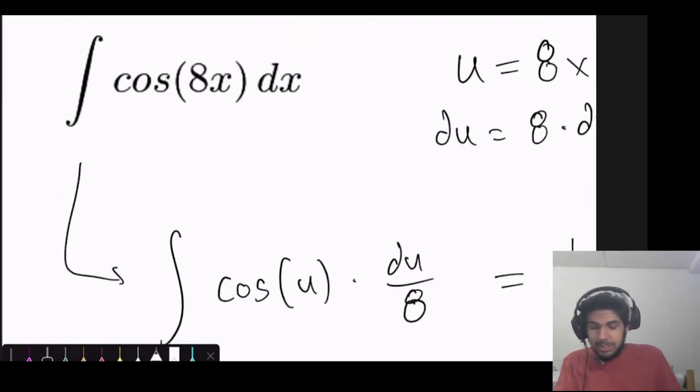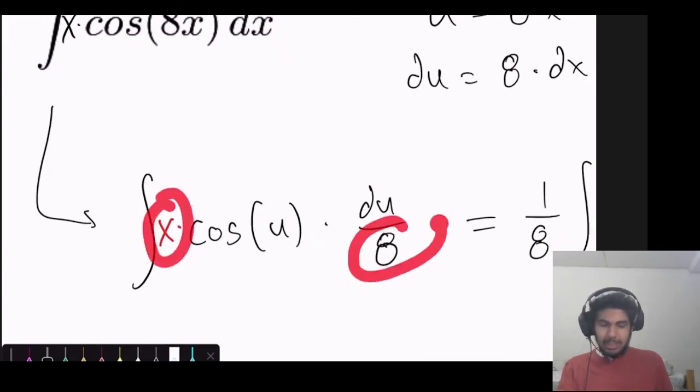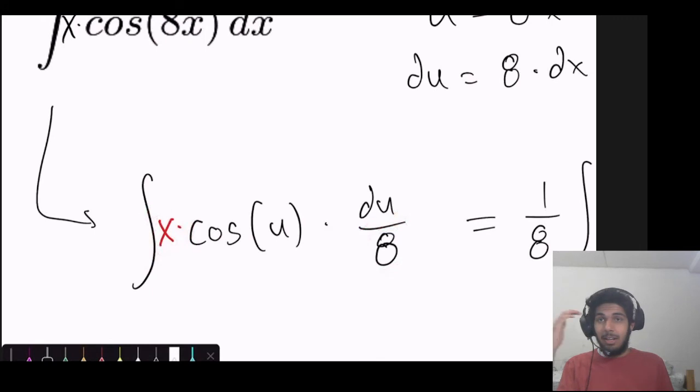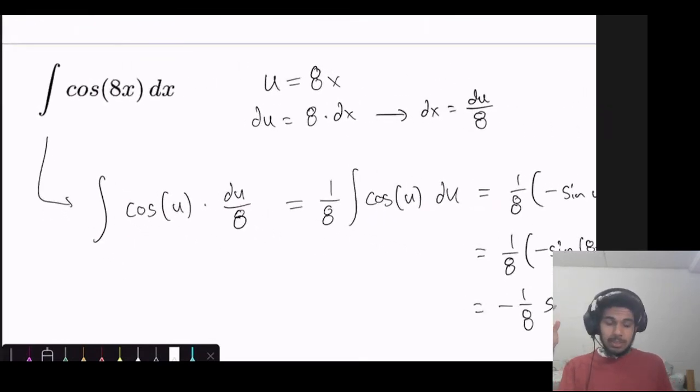If this instead was like x times the cosine of 8x, then we would have some issues, right? Because then when we do the substitution in here, we would have this x term here, and this x does not cancel with this 8 here, and that would be an issue. But since we don't have that x term, we don't really need to worry about canceling with anything. We just need to worry about simplifying the problem into something more manageable, which is exactly what we did.